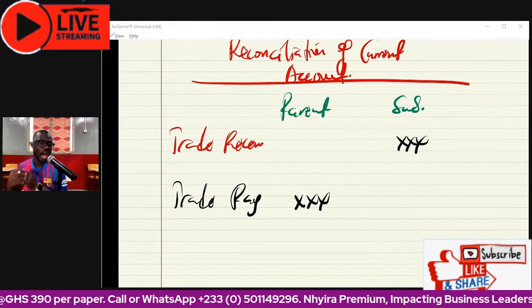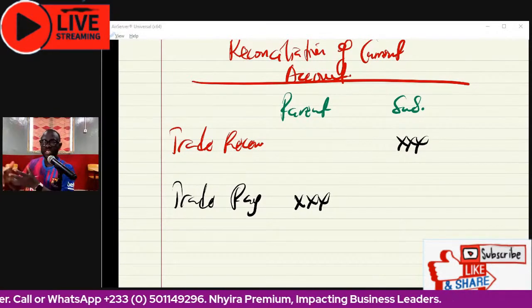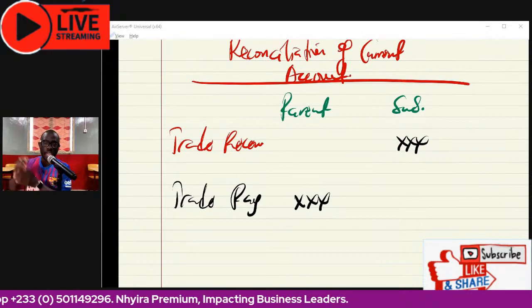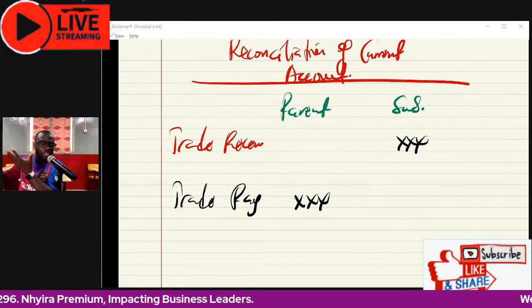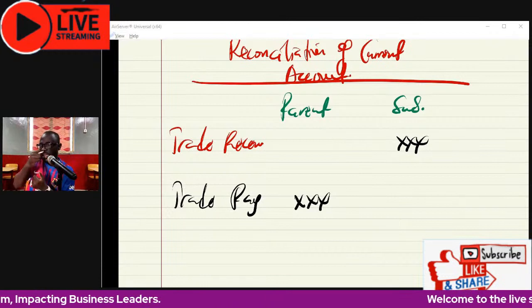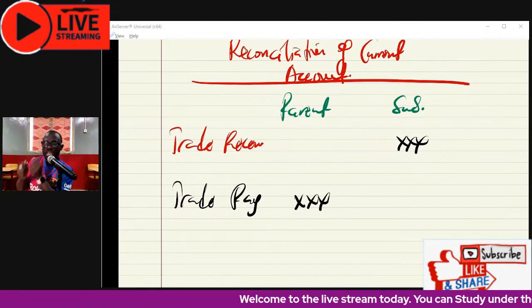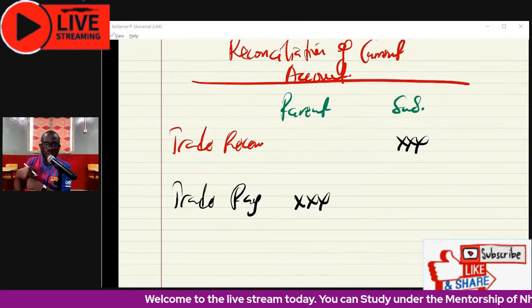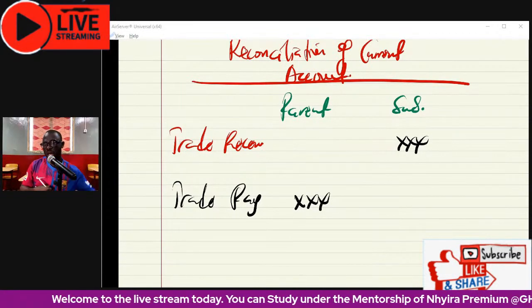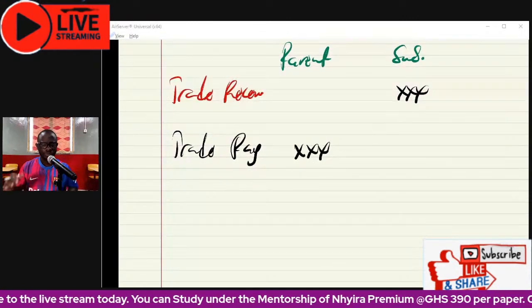Let's take that again. I'm assuming that the parent is buying from the sub, okay? The parent is buying from the sub. So if the parent is buying from the sub, then the parent will owe the subsidiary, so trade payables. Then the subsidiary will be receiving from the parent, so trade receivables in that case.